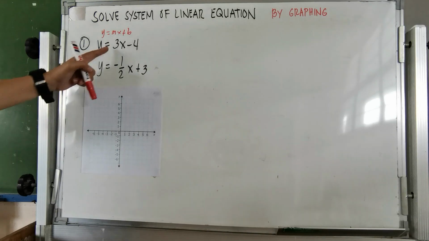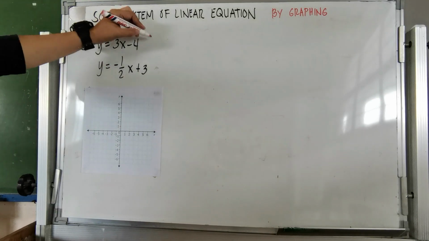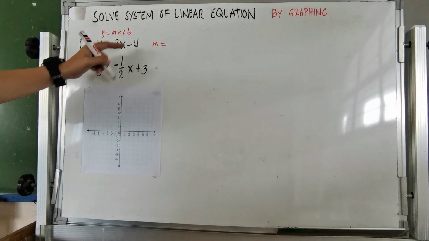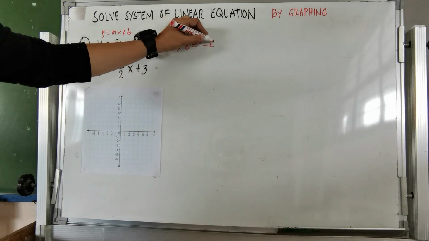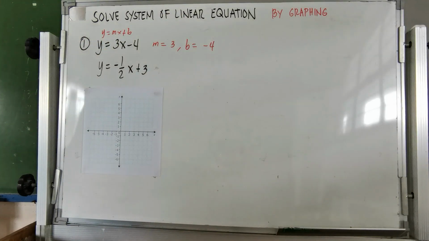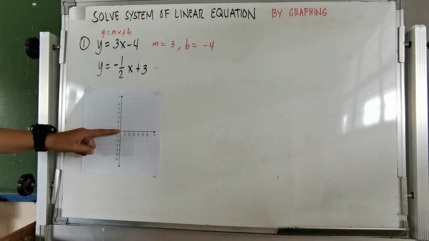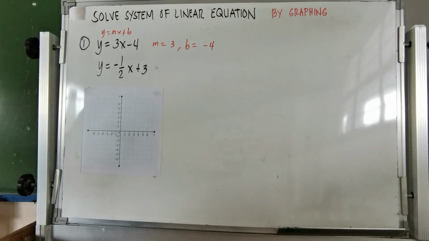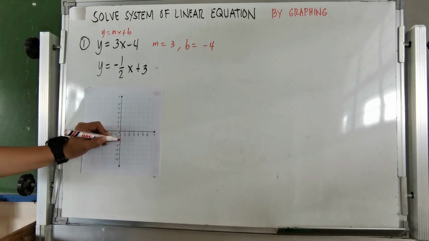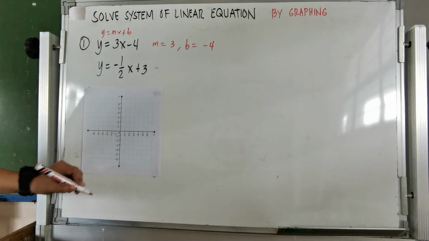If we have y is equal to 3x minus 4, our m is 3, and our b is negative 4. And pag ginrap natin, uunahin natin yung kanyang y-intercept. So we have negative 4, ibig sabihin, this is located 4 units downward mula sa ating origin. So we have 1, 2, 3, 4.